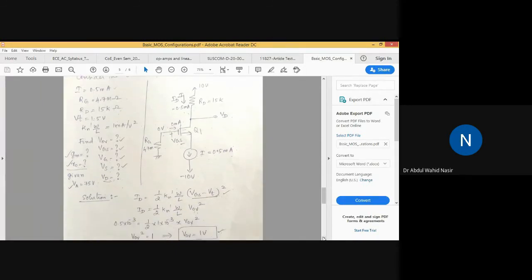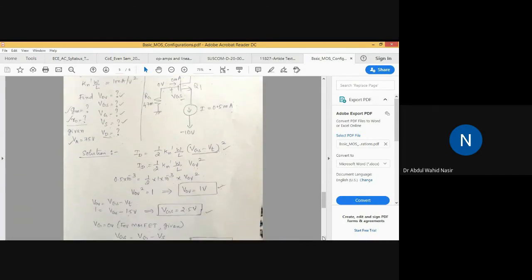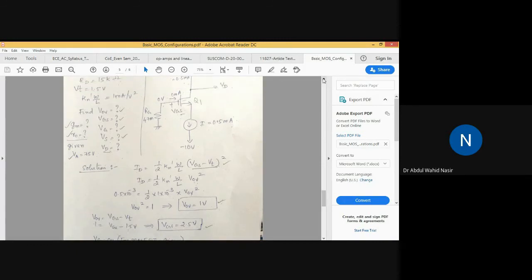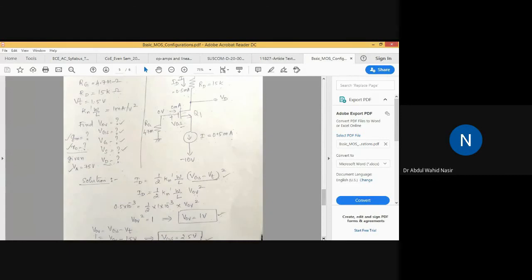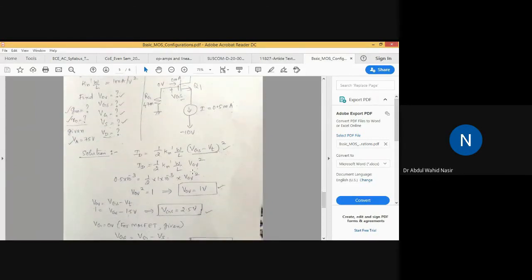For the solution, the drain current we know: ID is equal to half Kn dash W by L into (VGS minus VT) whole square, or ID is equal to half Kn dash W by L VOV square. ID is given, that is 0.5 milliampere, so ID is half into 1 into 10 to the power minus 3. Kn dash is 1 milliampere per volt square, and Kn dash W by L is also given and has been substituted. Now this is VOV square.